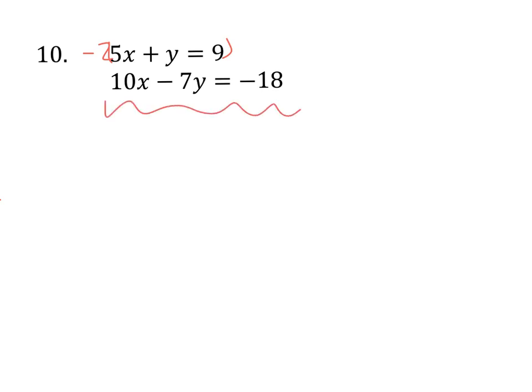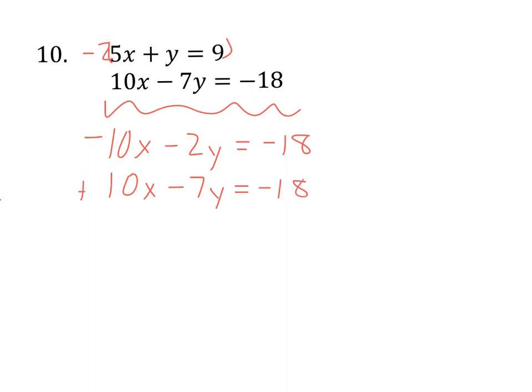So let's rewrite our system. So I have negative 10x, negative 2 times y is negative 2y, negative 2 times 9 is negative 18, and the bottom equation didn't change. Okay, so now we're ready to add down. Negative 10x and 10x eliminate. Negative 2y and negative 7y make negative 9y. Negative 18 and negative 18 make negative 36.